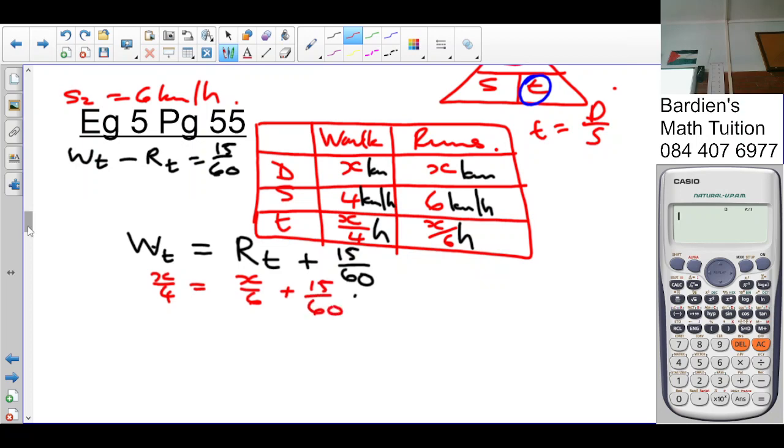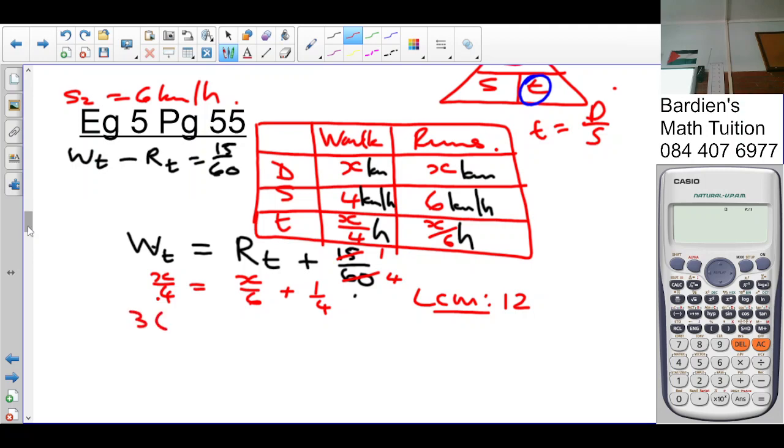Okay, so what's my LCM here? I could have simplified this already. 15 goes into 15 once, and into 60 four times, so I can put 1 over 4 there. Now I want to keep the LCM. So what's my LCM now? The LCM is 12.